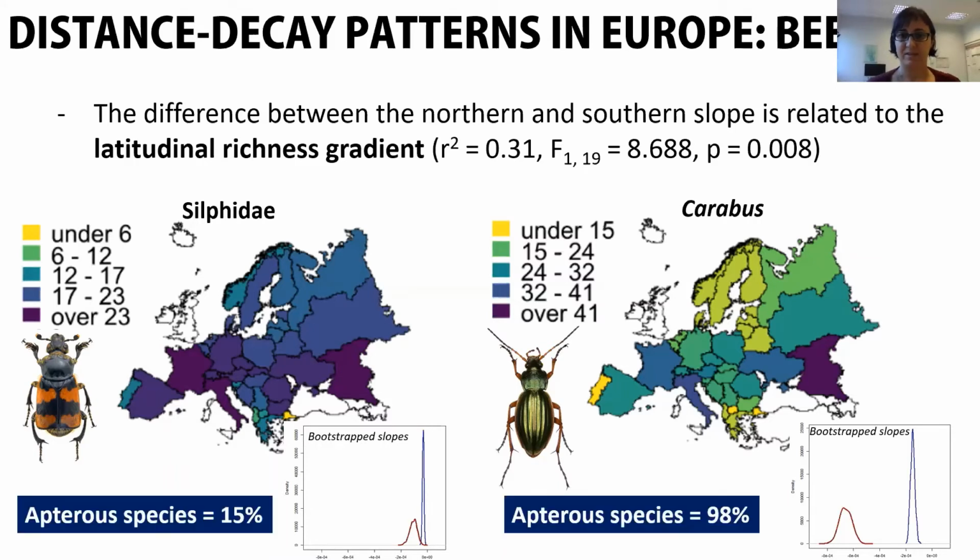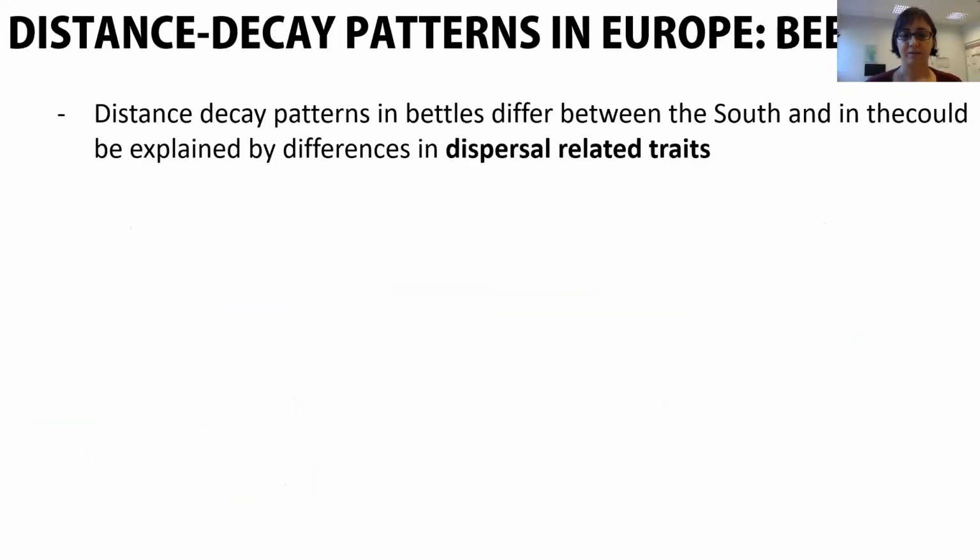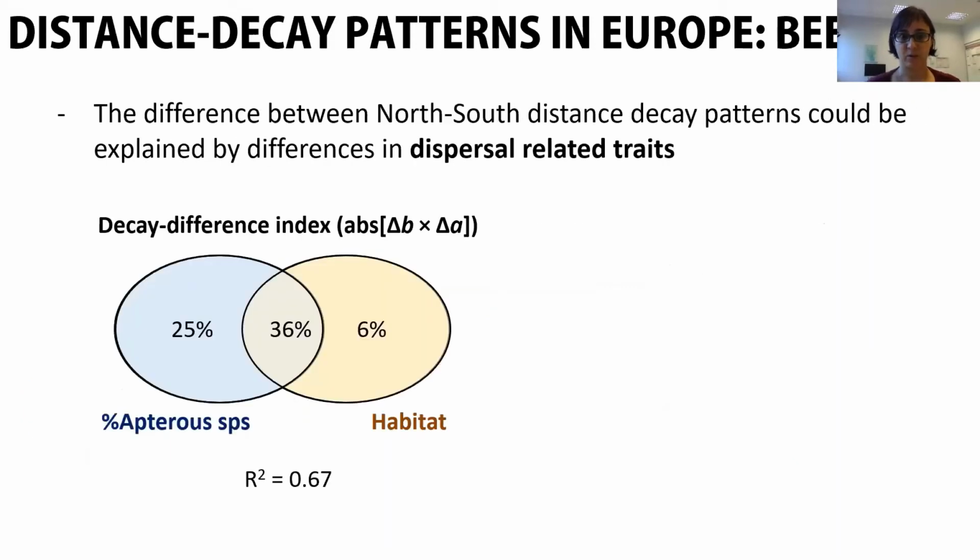And as you can see here, for Carabus, most species do not have wings, so it's strongly dispersal limited. The slopes are stronger. These are just two examples to show you how the patterns look. We also tested if this difference in the distance-decay pattern was actually related with those traits.